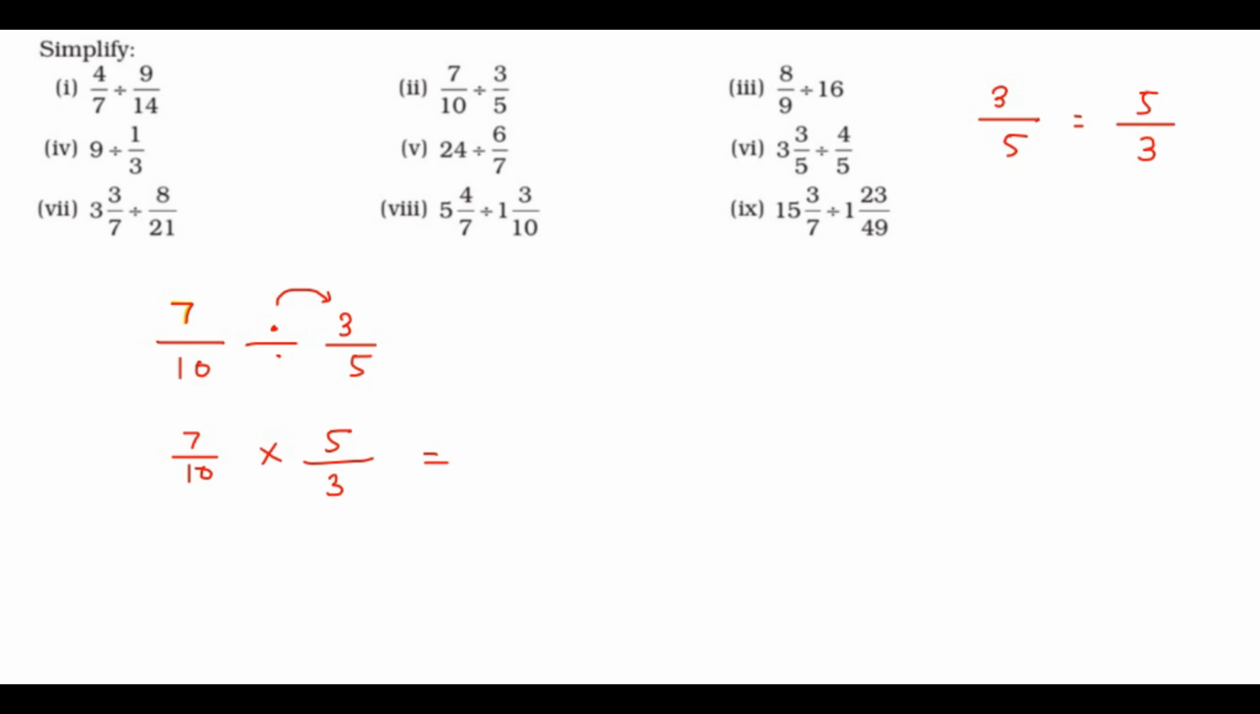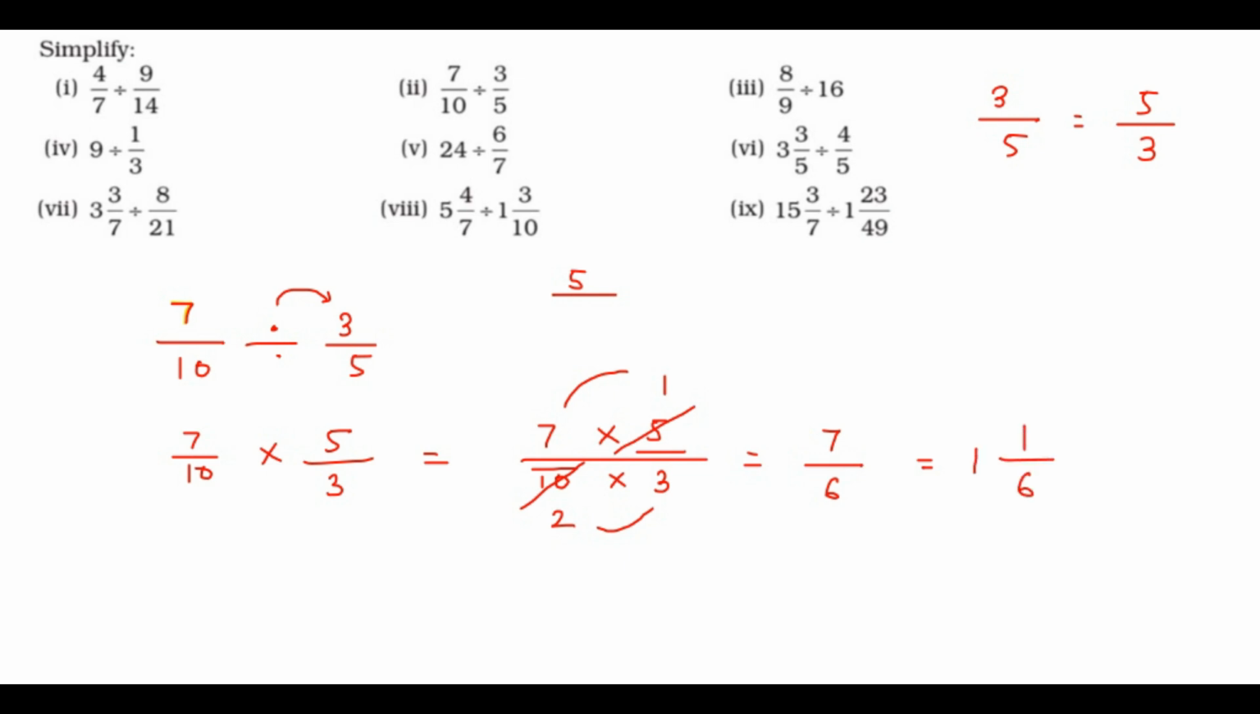Let's multiply them. 7 into 5 upon 10 into 3. Now very clearly you can see numerator is 5, denominator is 10. They both are divisible by 5. Let us divide them by 5. 5 ones are 5, 5 twos are 10. My numerator is 7 into 1, which is 7. My denominator is 2 into 3, which is 6. My answer is 7 by 6. If you want to convert this improper fraction to a mixed fraction, it will be 1 whole 1 upon 6. You can use whatever options are given in the question to mark your answer.